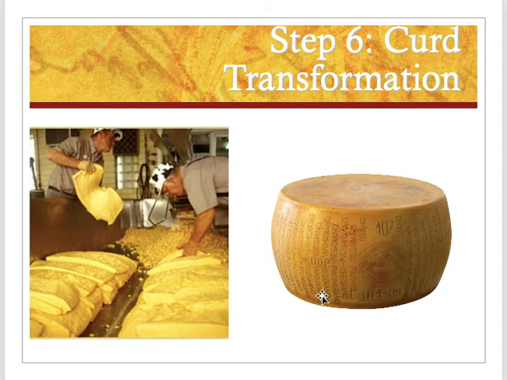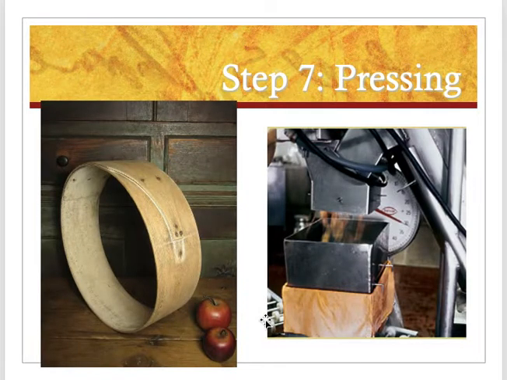So we have cheeses that look typical to what we see in the stores, which is step seven, where they're going to press the cheese. Pressing is going to determine the characteristic shape of the cheese, and it's going to help complete the curd formation so that everything stays together like it should.